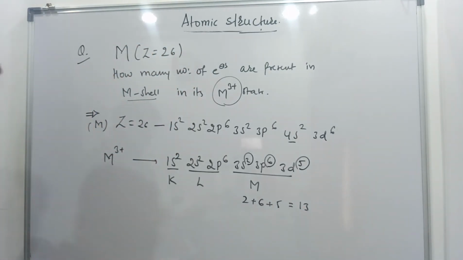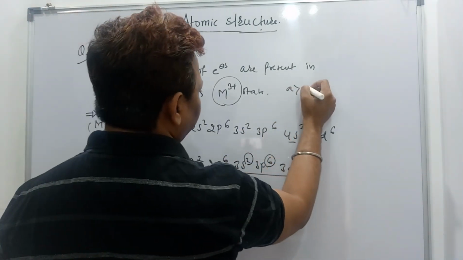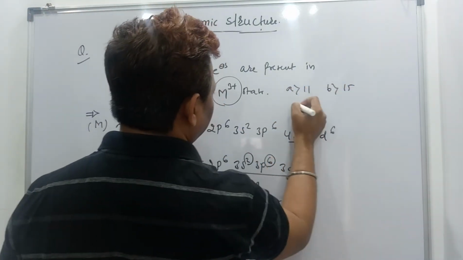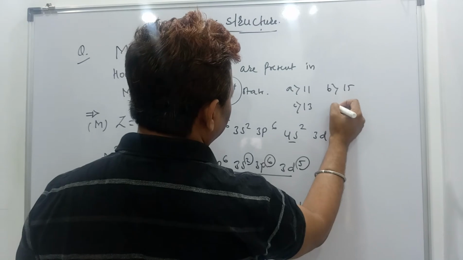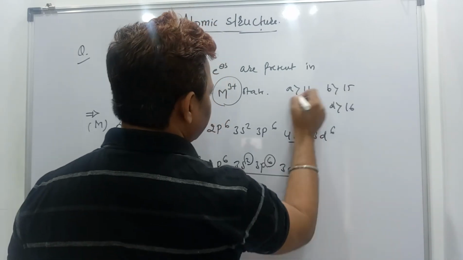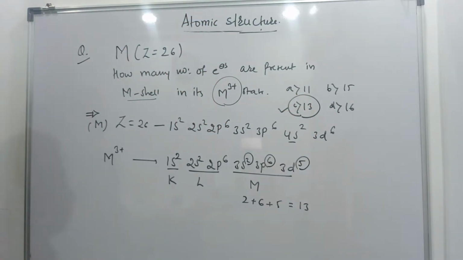But what options do they give? The first option is 11, second option is 15, third option is 13, and fourth option is 16. So the answer is what? 13, the number of electrons present. Right? Please note down. It's a very simple question.